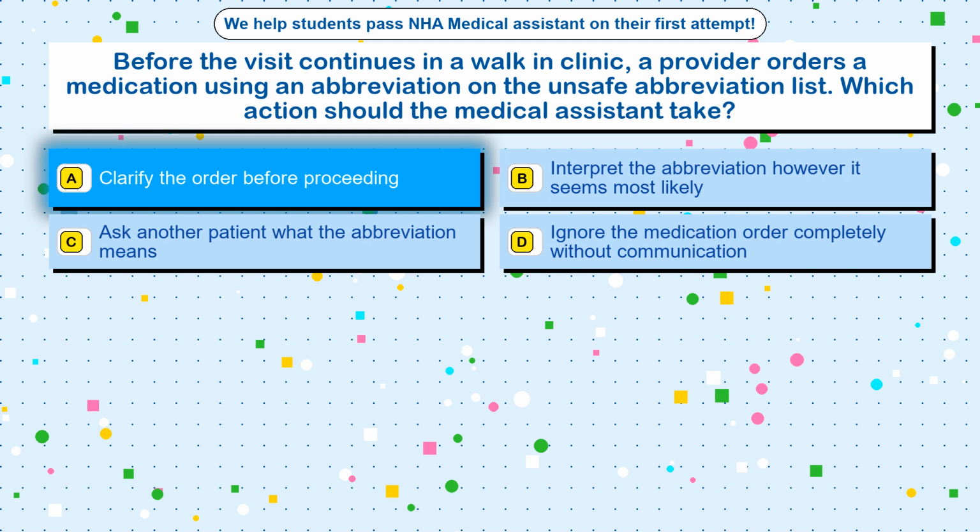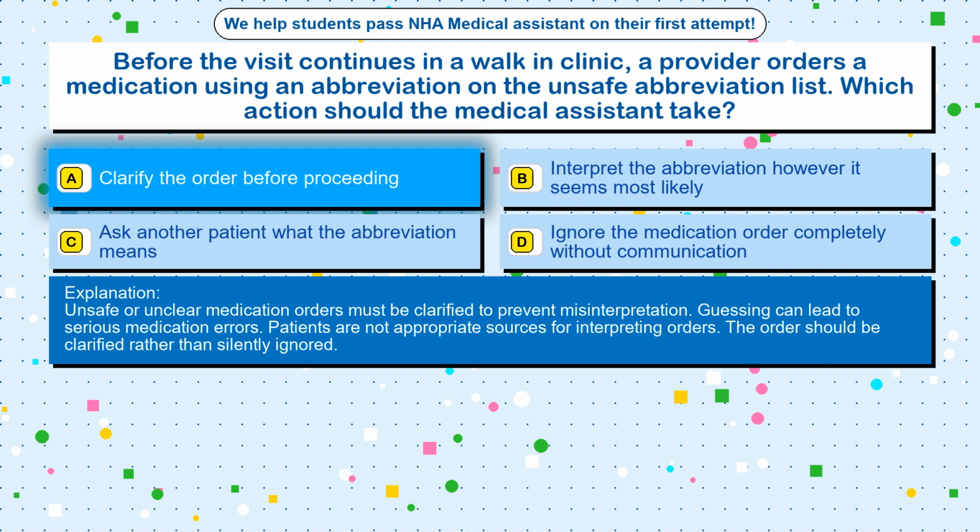Clarify the order before proceeding. Unsafe or unclear medication orders must be clarified to prevent misinterpretation. Guessing can lead to serious medication errors. Patients are not appropriate sources for interpreting orders. The order should be clarified rather than silently ignored.